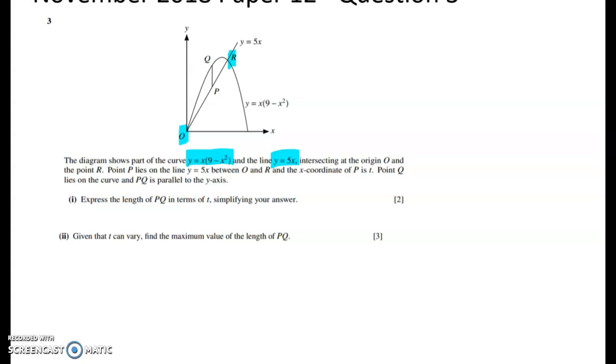But we're interested in point P. So point P lies on the line y equals 5x, and the x-coordinate of P is t. And point Q is also on the graph. Point P lies on the curve, and PQ is parallel to the x-axis. So the first thing we're going to do here is find the coordinates of those 2 points, because we have to express the length of PQ in terms of t, and we need to simplify our answer.